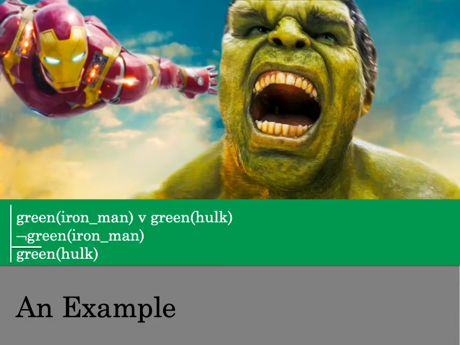Let's begin with an example. Suppose I say Iron Man is green or the Hulk is green. Iron Man is not green. Therefore, the Hulk is green. We can see that as an instance of a broader pattern. A or B, not A, therefore B. This is basically just a kind of process of elimination. Crucially, I hope it's obvious that this argument is valid. Right? So we're going to show that our procedure works and verifies, in fact, that this is valid.